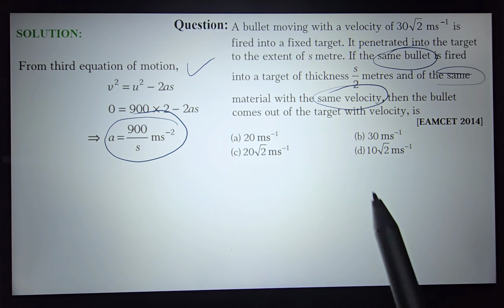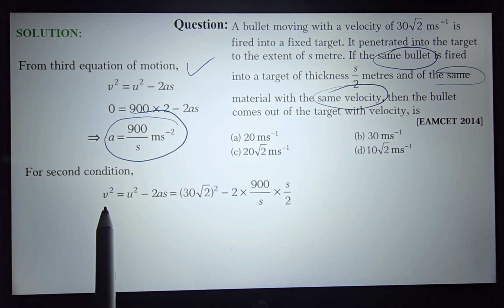This is the acceleration. Now for the second condition, what we get is v square is equal to u square minus 2as.